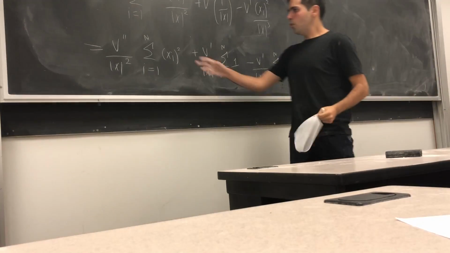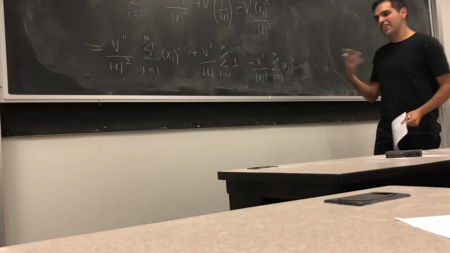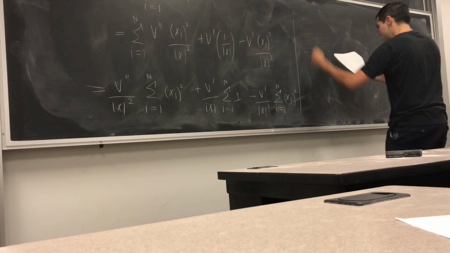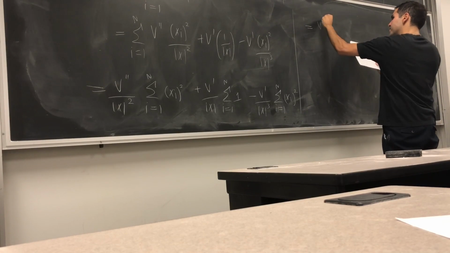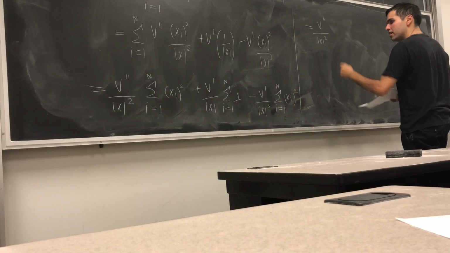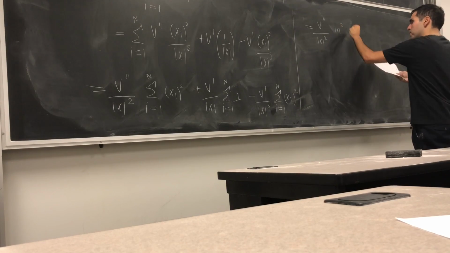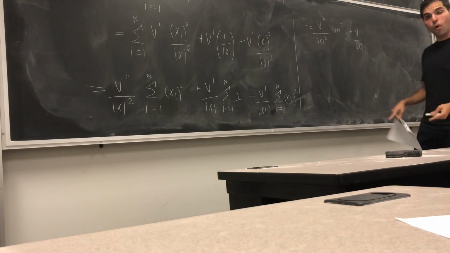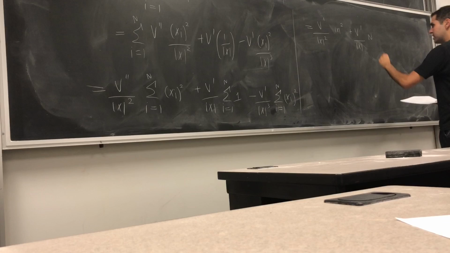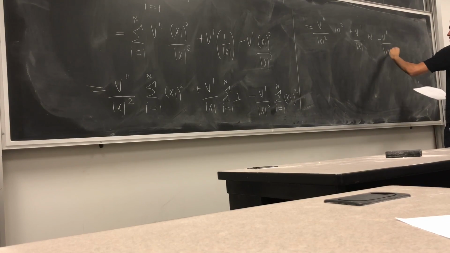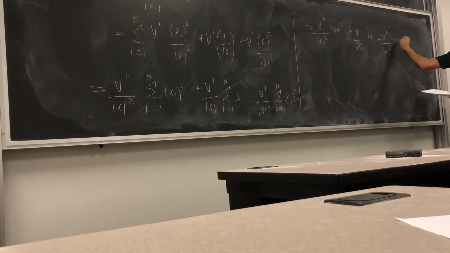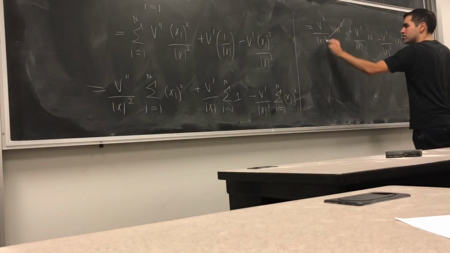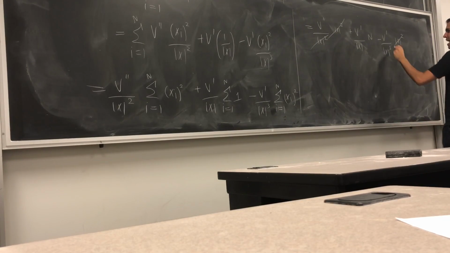But here's the nice thing. What is x1 squared plus x2 squared up to xn squared? It's just the length squared. So in the end, you're left with v double prime over length squared times length squared, plus v prime over length of x times the sum of 1s, which just becomes n, minus v prime over length of x cubed times length of x squared, which is great. This makes the cube disappear. So here we have a bang and bang, and then we have a bangity bang bang.